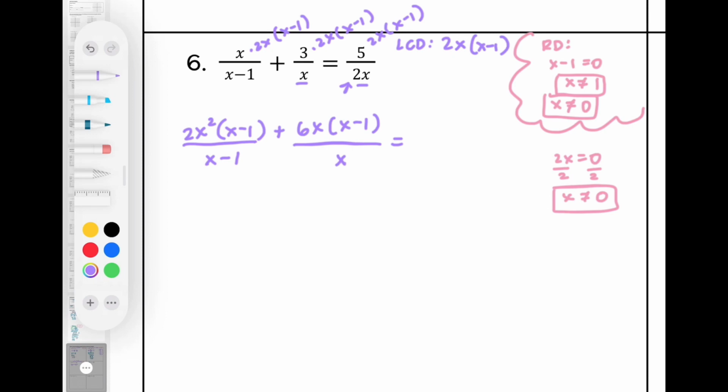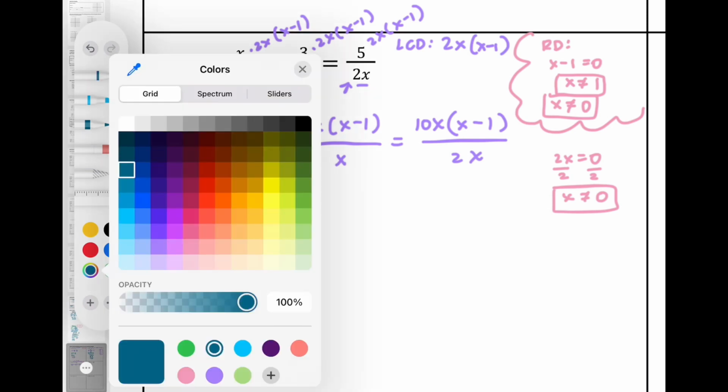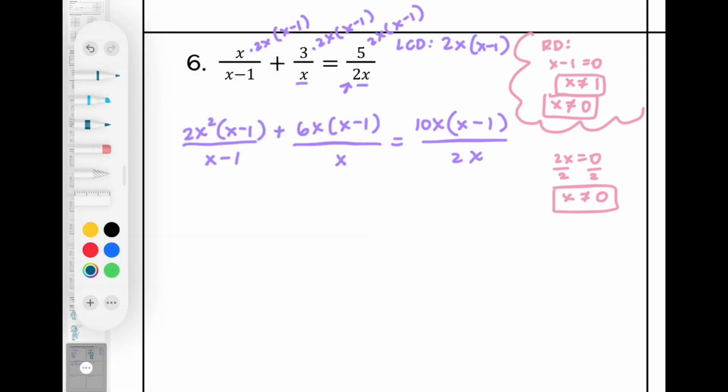Equals 2 times 5 is 10x times x minus 1 over 2x. All right, and then from here, we're just going to figure out what cancels and then solve. So this first fraction has x minus 1, x minus 1. So all we have left is 2x squared. The second one, the x's will cancel out. So we have plus 6 times x minus 1 equals 10 divided by 2 is 5.